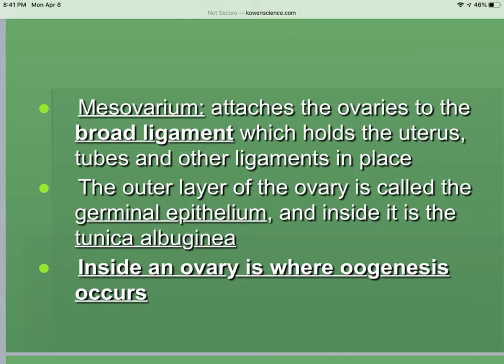The outer layer of the ovary is called the germinal epithelium, and inside it is the tunica albuginea. Inside of the ovary is where oogenesis occurs. Oogenesis is the formation of the oocyte, which is the gamete for females.